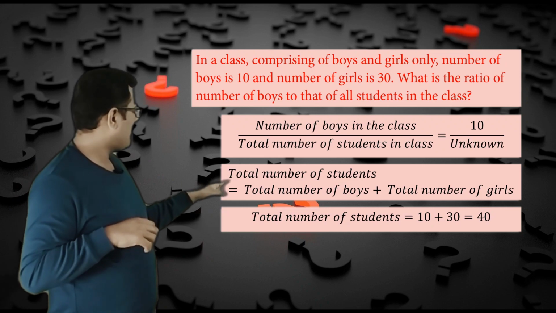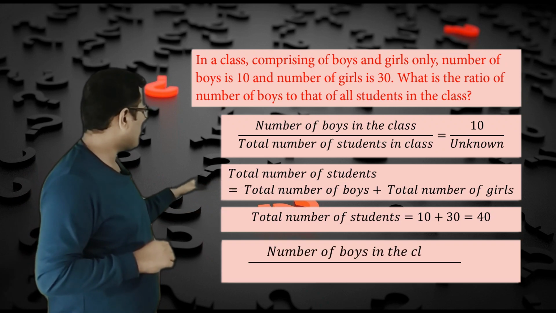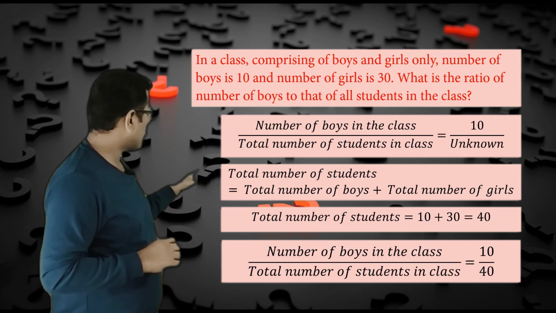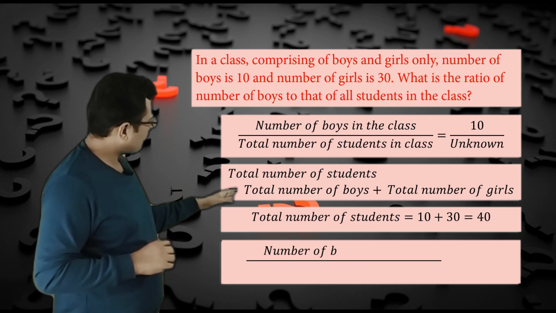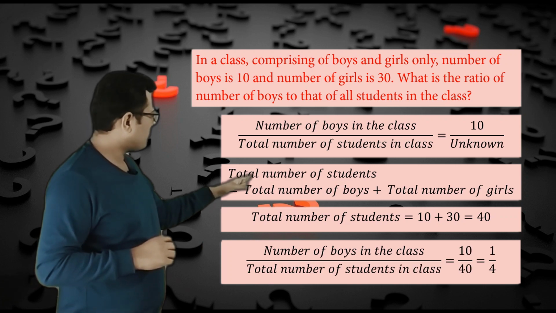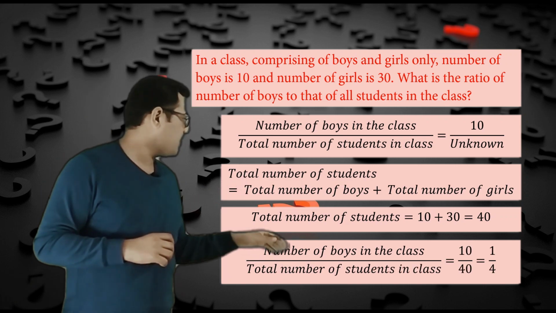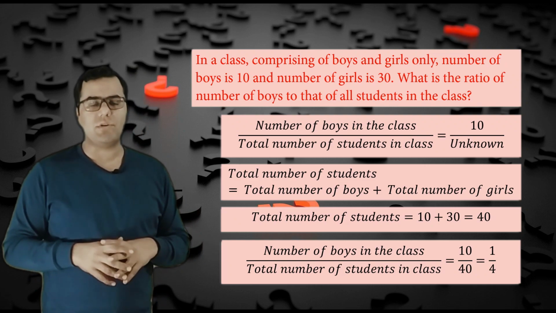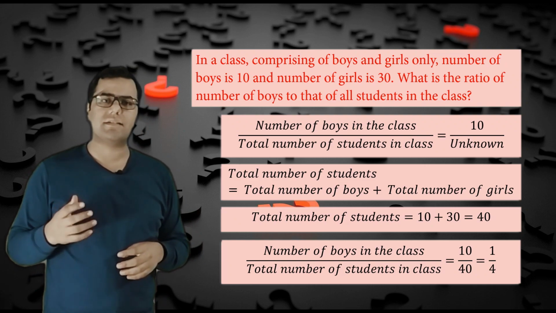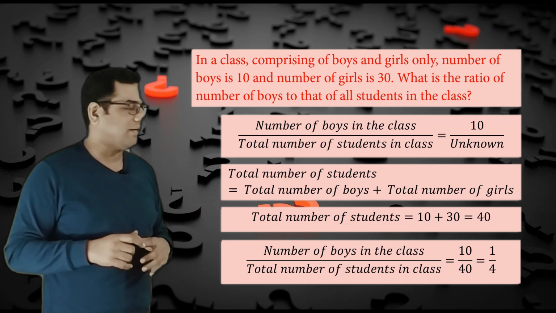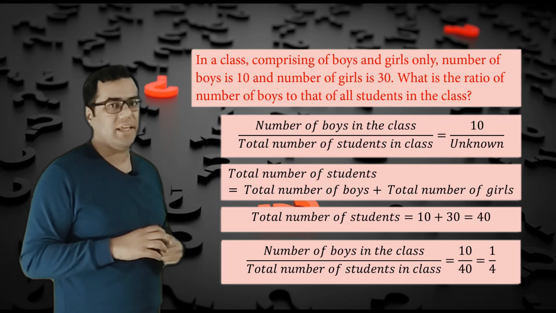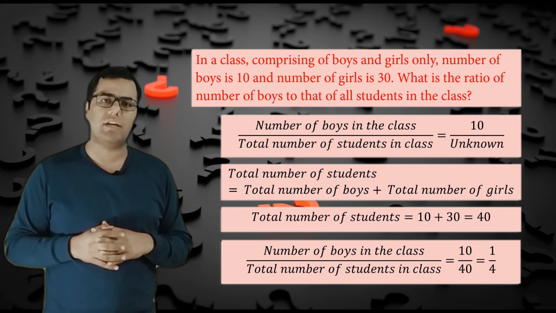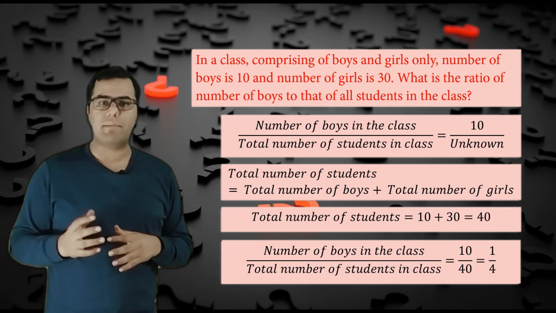You write 40 in the denominator and you have number of boys divided by total number of students equals 10 by 40. You simplify this, it equals 1 by 4. So the ratio of number of boys to that of all students is 1 by 4. Now you see that some students just go very fast and simply write that the ratio is 1 by 3. However, that is not 1 by 3. You must read the question very carefully before giving answers to any problem.